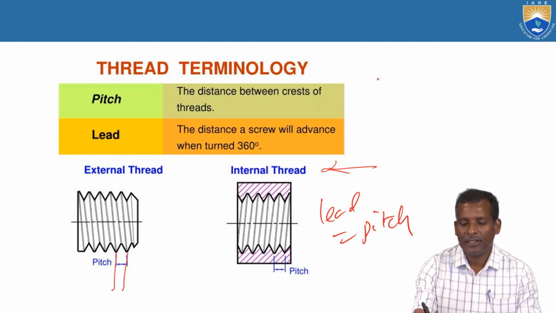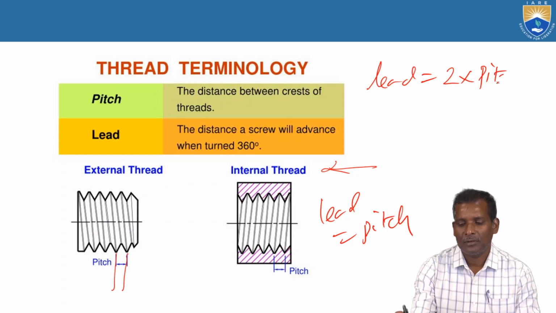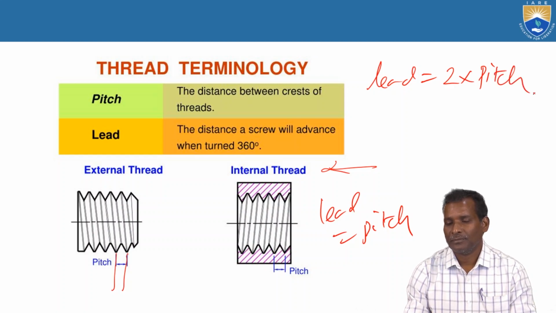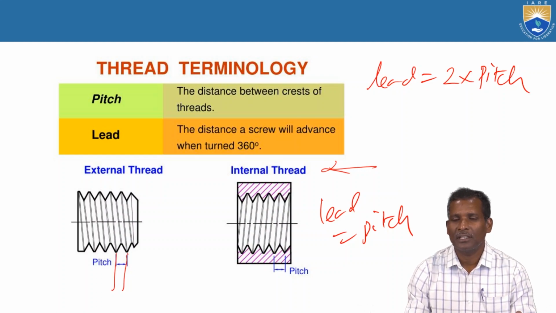In case of double thread, the lead is equal to two times the pitch. Why? In case of a single thread screw, the lead is equal to the pitch, which means in a single thread the distance traveled in one complete rotation of 360 degrees is equal to the pitch distance only. Whereas in a double thread, it is two times the pitch.